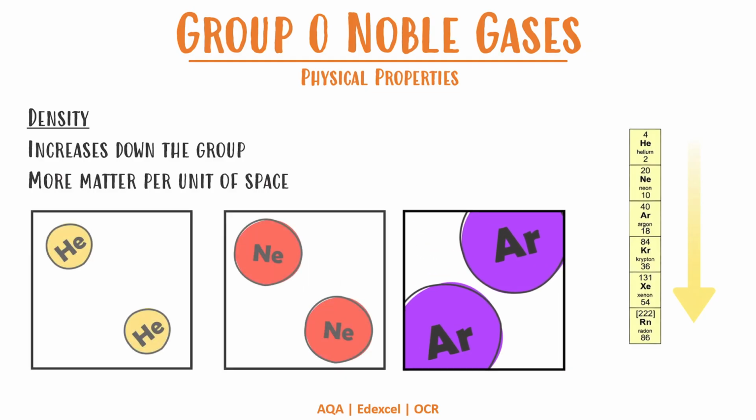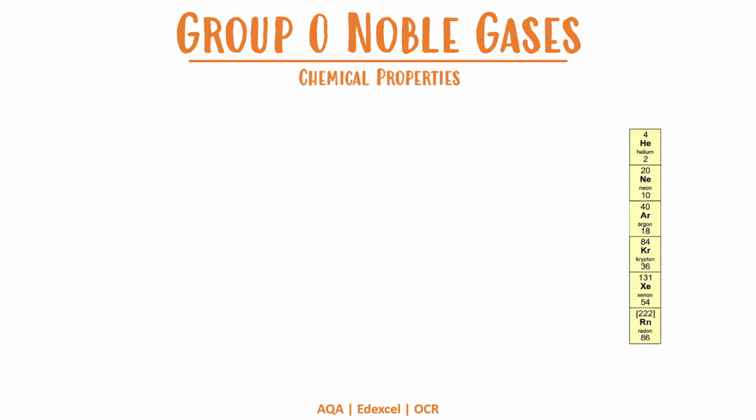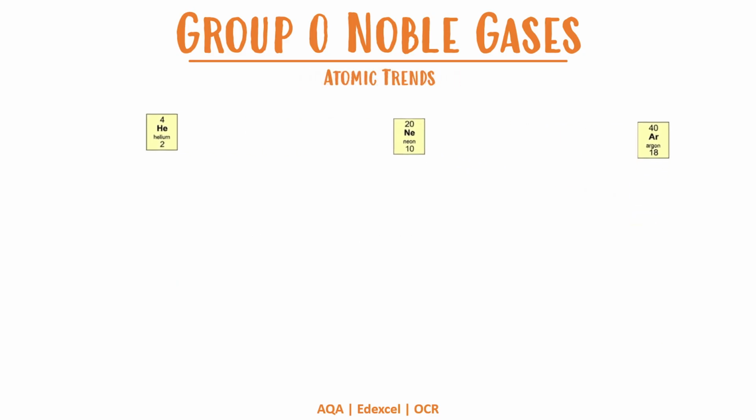We can see here as a final comparison the amount of free space versus the amount of space occupied by the atoms. As for the chemical properties, it will be nice and easy. Our Group 0 elements are very unreactive. We can look at the atomic trends to help us explain this. So we'll focus on the first 3.